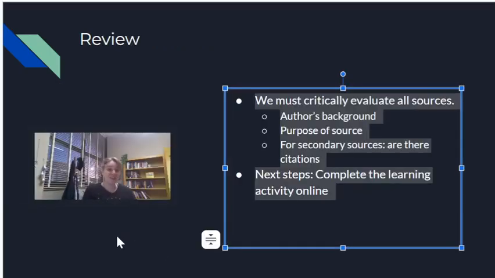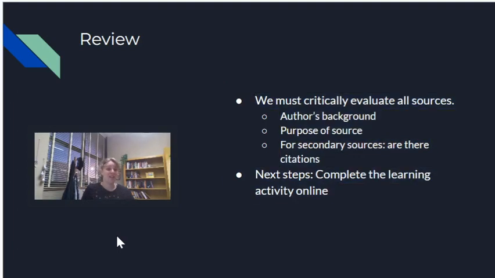Okay, so I know that was a lot. So to review, when we look at any type of information, we have to think critically about it. We can't just go, oh yes, totally, I believe it. No, we have to think about the author's background, why the source was even made. When we look at secondary sources, we have to go into whether there are citations or not. And we can't just do this with primary sources, we have to do this with secondary sources as well.